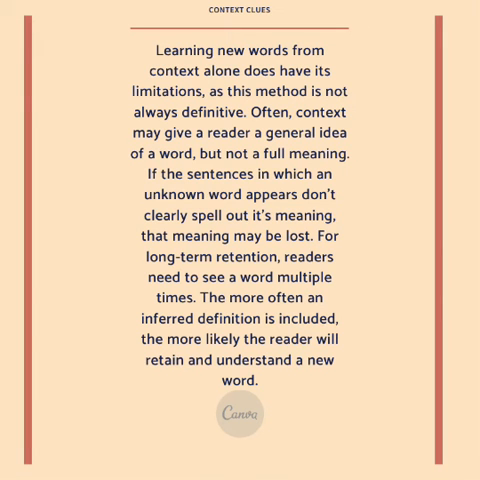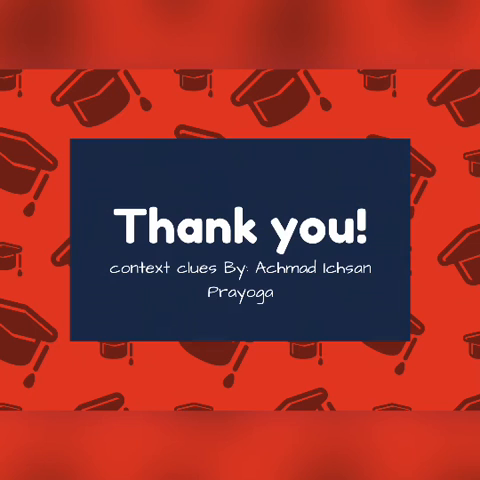Learning a new word from context alone does have its limitations, as this method is not always definitive. Often, context may give a reader a general idea of a word, but not a full meaning, if the sentence in which an unknown word appears doesn't clearly spell out its meaning. That meaning may be lost for long-term retention. The reader needs to see a word multiple times. The more often an intended definition is included, the more likely the reader will retain and understand a new word.